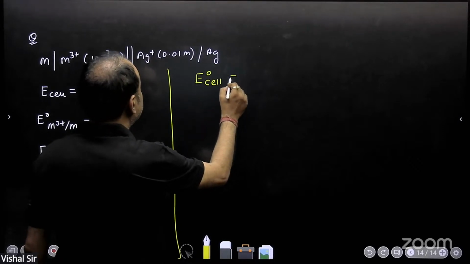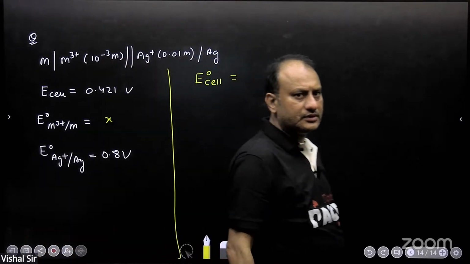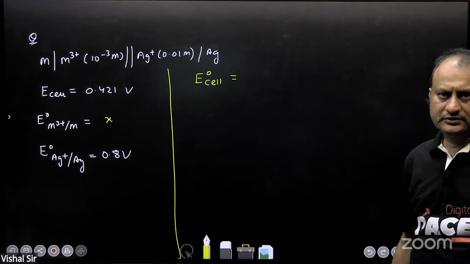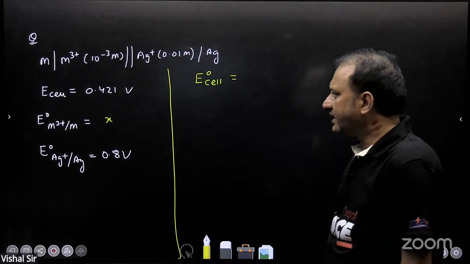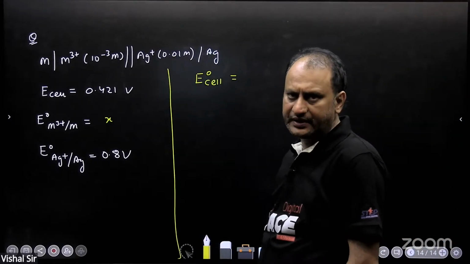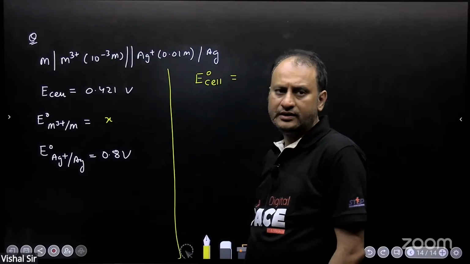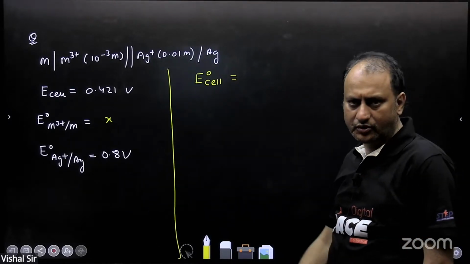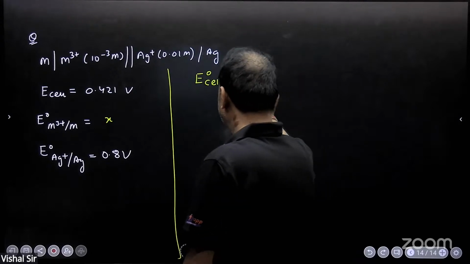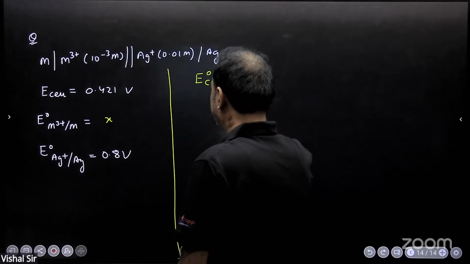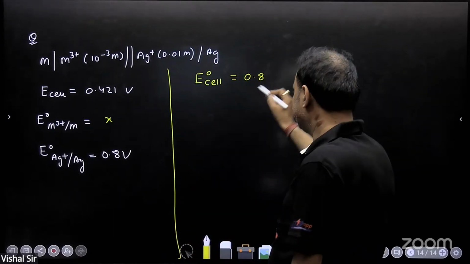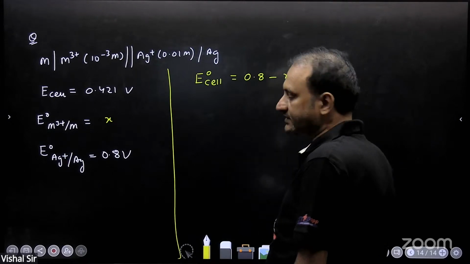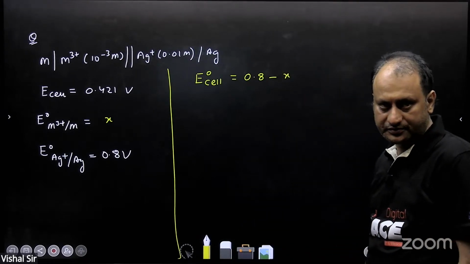First step, to find out E naught cell. E naught cell will be SRP cathode minus SRP anode. Cathode here is the silver half cell, anode is some unknown half cell. So SRP cathode is 0.8 volts minus SRP anode X volts.